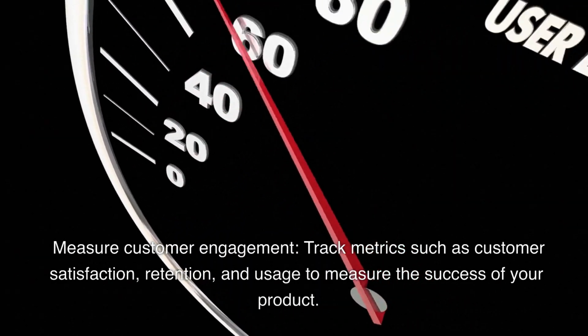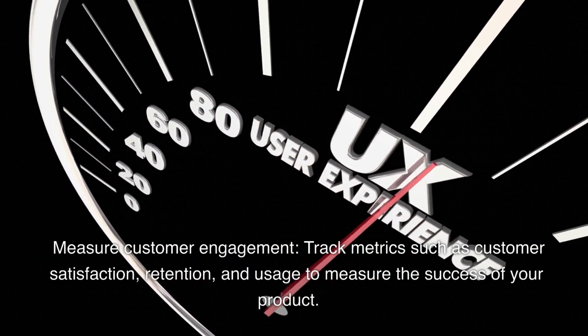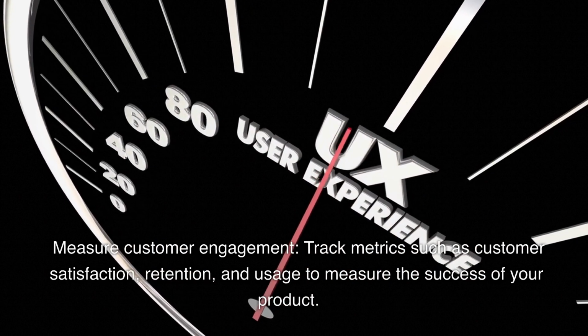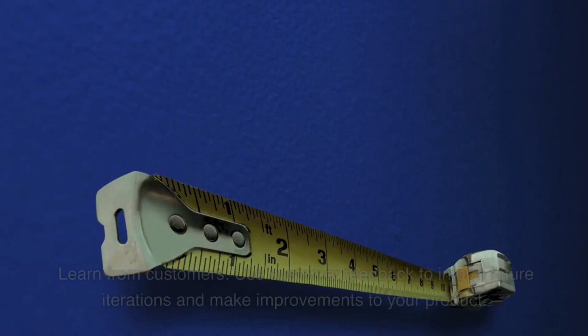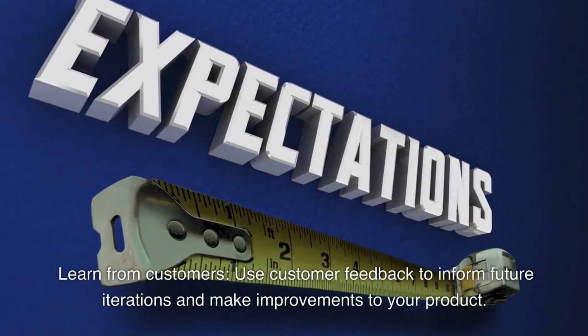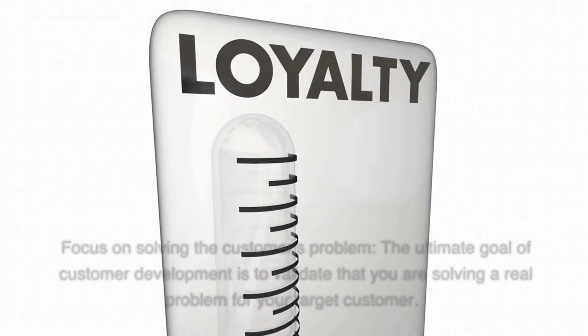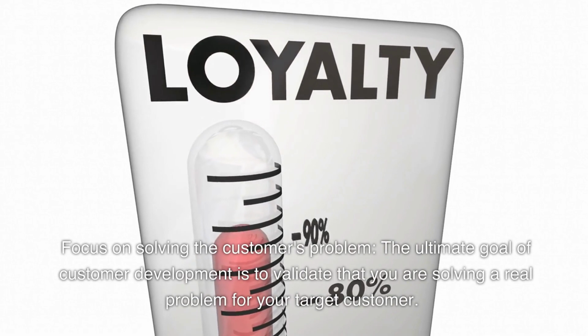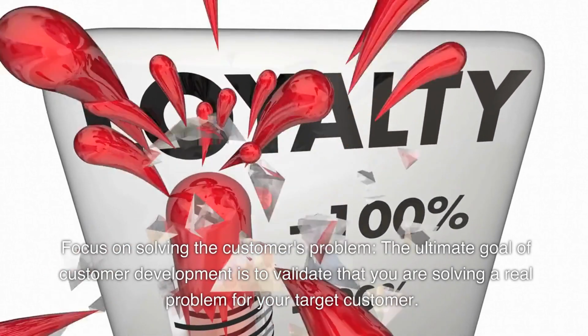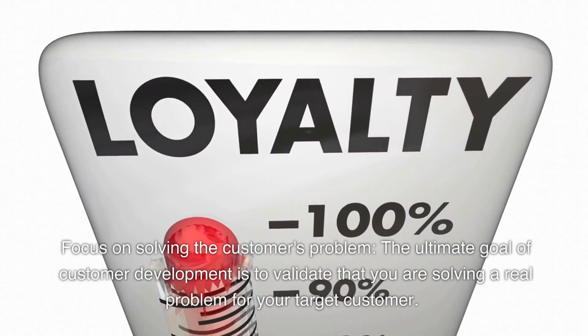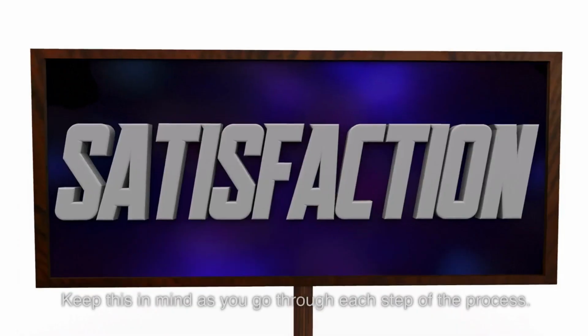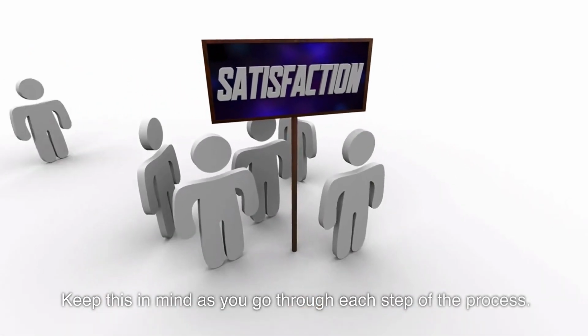Measure customer engagement. Track metrics such as customer satisfaction, retention, and usage to measure the success of your product. Learn from customers. Use customer feedback to inform future iterations and make improvements to your product. Focus on solving the customer's problem. The ultimate goal of customer development is to validate that you are solving a real problem for your target customer. Keep this in mind as you go through each step of the process.